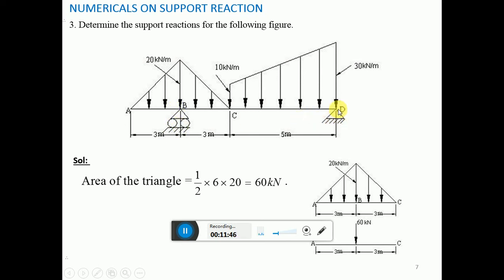Next problem: it is a combination of a triangle and a trapezoidal load, with a roller support at point B and a hinge support at point A. You are supposed to find out the support reactions for the following figure. Whatever reactions are developing here, you are supposed to find.